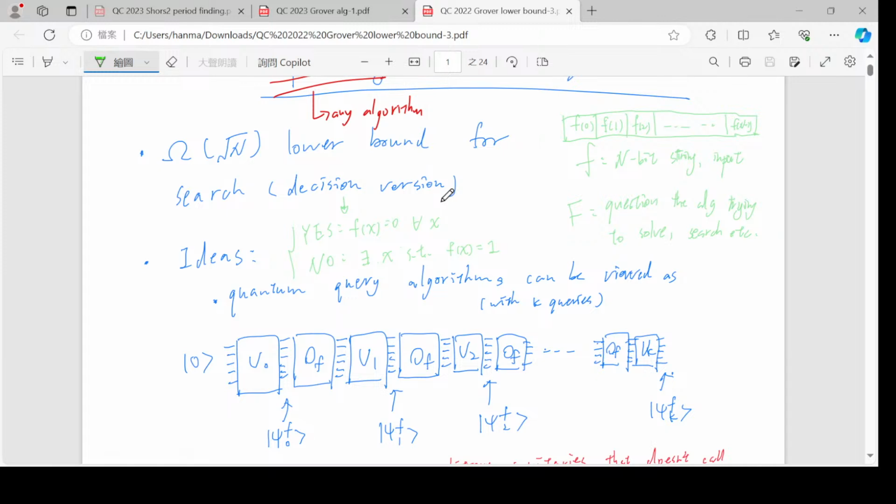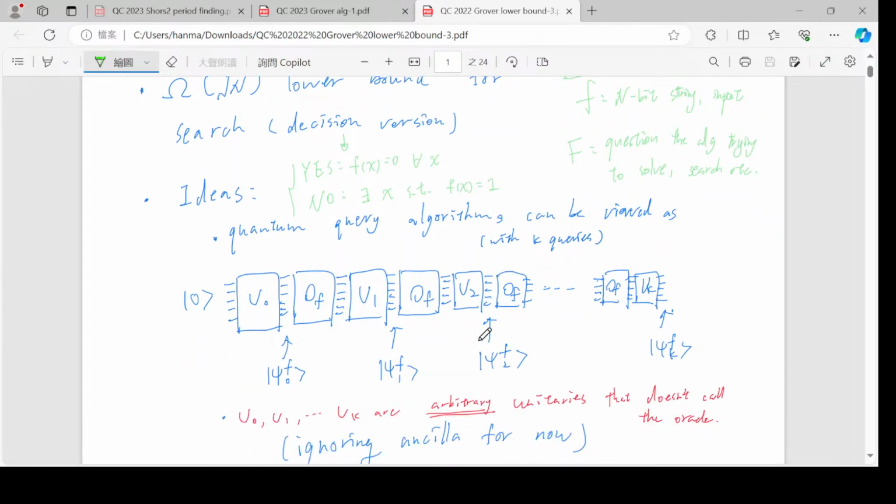And so we want to lower bound this decision version of Grover. Just decide whether there is a marked item in small f or not. Basically, whether it is an all-zero string or there is a 1 somewhere. Then we want to do a quantum query complexity lower bound for this big F, the decision version of the search problem. Well, since it's the decision version, it's not search. So, the decision version of the Grover problem.